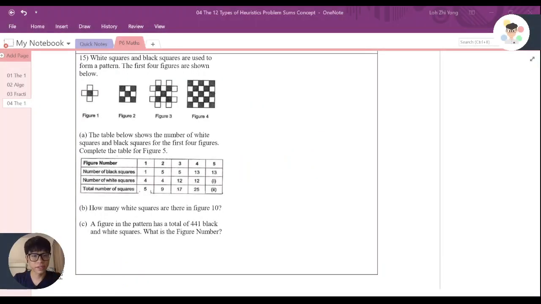Welcome back to digital class, and this is a discussion for book number 4, the 12 types of heuristic problem sum concept, and this is pattern concept and type 4 different figures. Now, let's look at question 15 here.